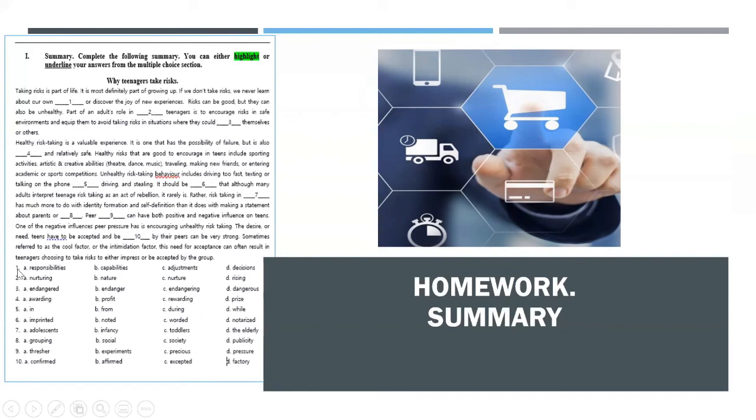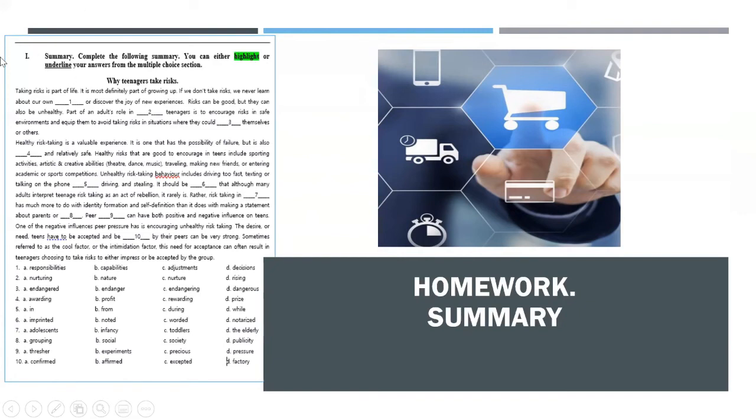If you think that the answer to number 1 is responsibilities, then you can underline or highlight, okay? And then move on to number 2, 3, 4, 5, 6, 7, 8, 9, 10. Either highlight or underline your answer. Please don't type the answer. Just highlight or underline using the actual multiple choice options, okay?